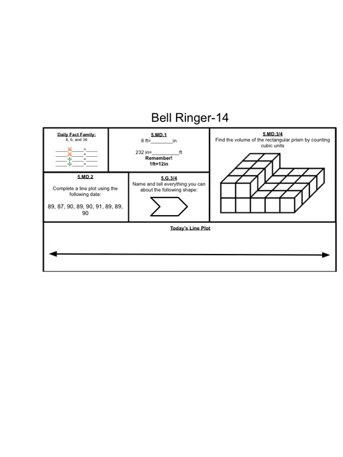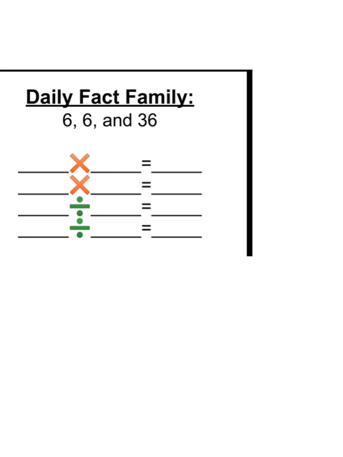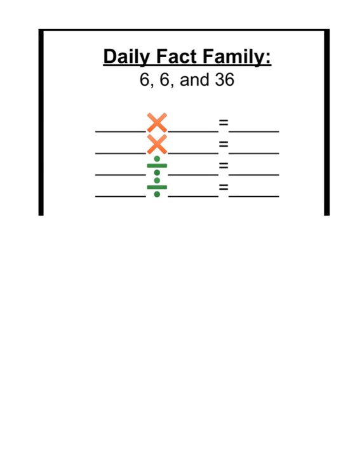Okay, friends, week 2, day 2 of our bell ringers. Let's get started. We're going to begin with our daily fact family, and the words to know for these are factor times factor gives us a product.